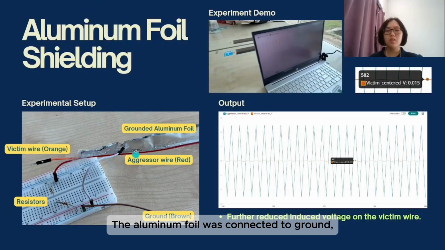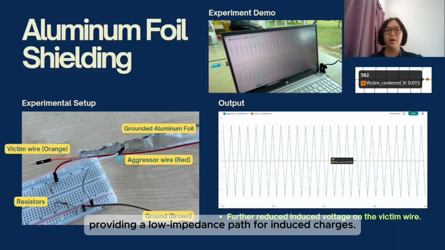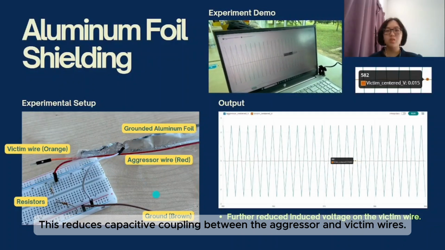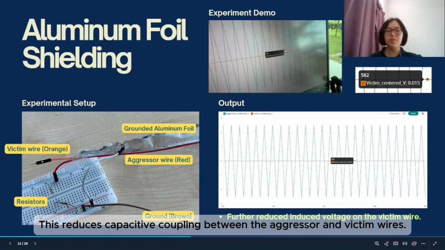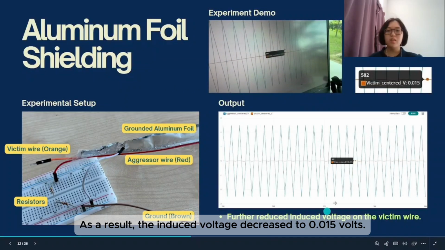The aluminum foil was connected to ground, providing a low impedance path for induced charges. This reduces capacitive coupling between the aggressor and victim wires. As a result, the induced voltage decreased to 0.015 volts.